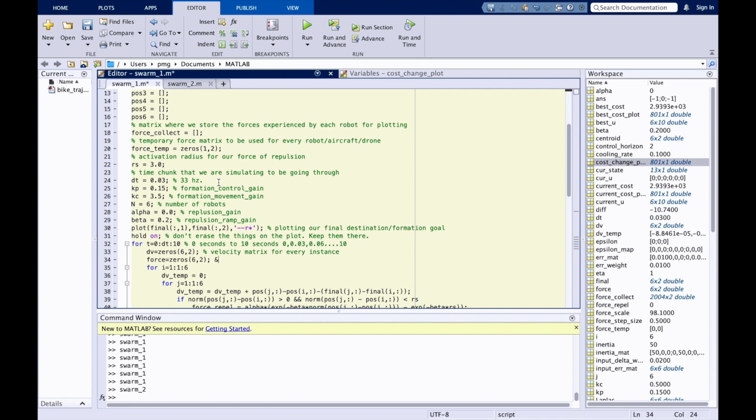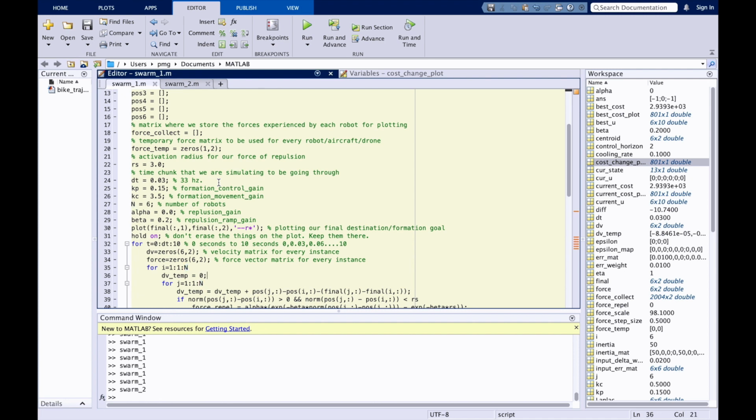This is the velocity matrix for every instance that we're populating, because we need to find out what our velocity should be for the aircraft, or the drones, to move. This is the force vector matrix, as you can see, 6 by 2, because 6 robots and 2 dimensions, x and y, similar to the velocity matrix for every instance. Then we go through the robots. Now here I should say n, bad programming, n. We go through n robots.